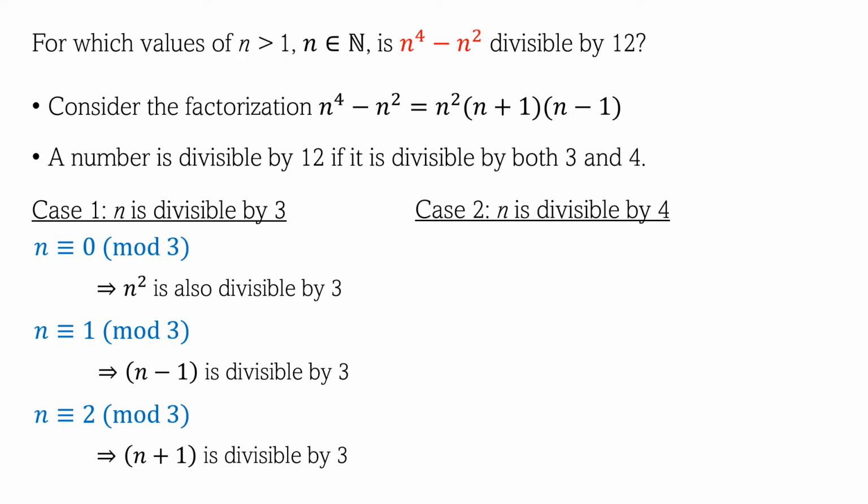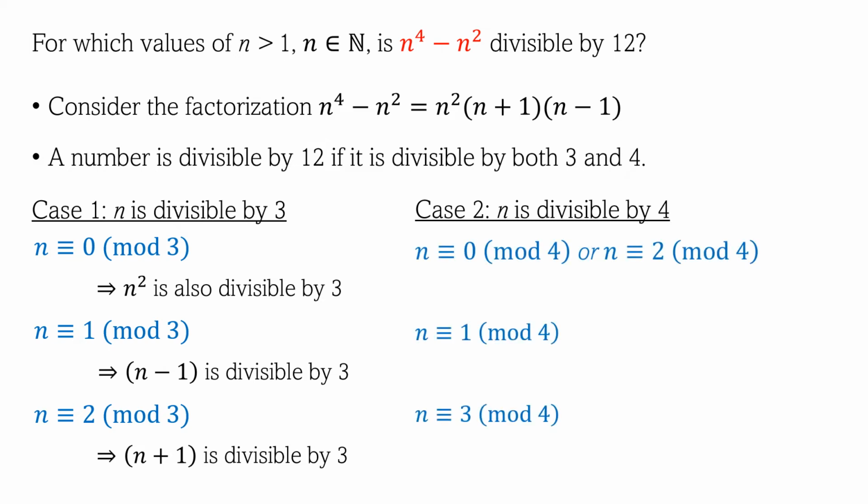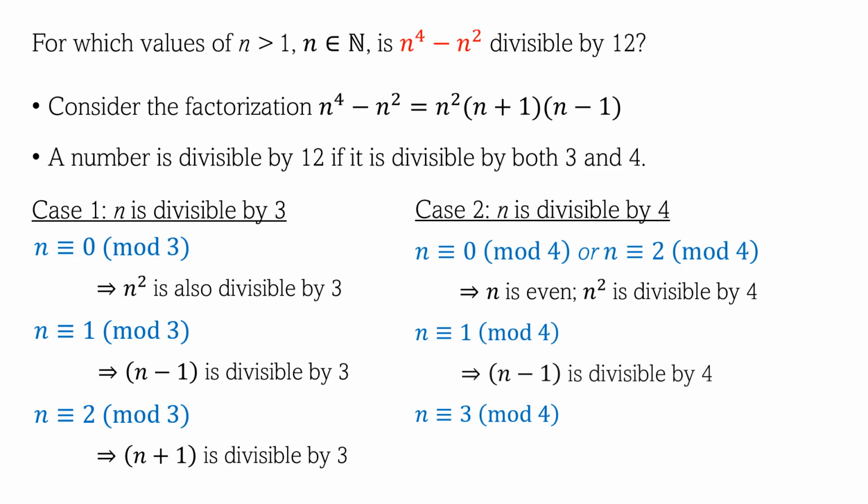We can apply the same kind of logic to case 2, where n is divisible by 4. So if n is congruent to 0 or 2 mod 4, it means that n is even, and hence n squared will also be divisible by 4. If n is congruent to 1 mod 4, it means that n minus 1 is divisible by 4. And finally, if n is congruent to 3 mod 4, it means that n plus 1 is divisible by 4.